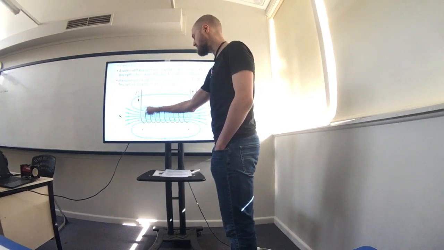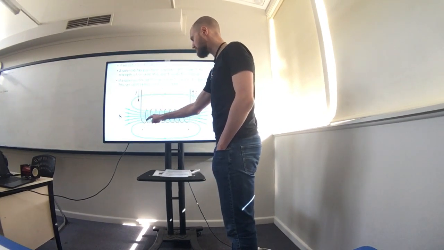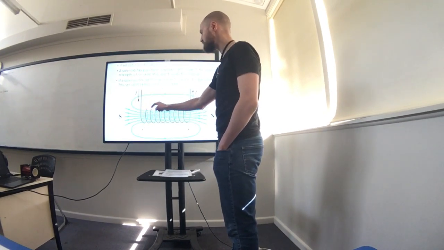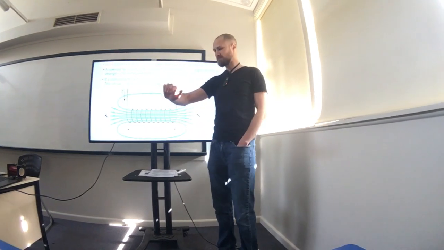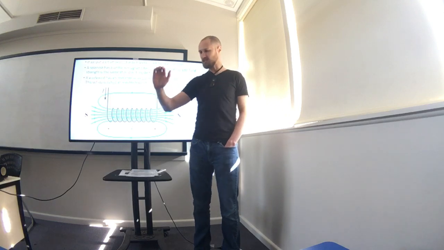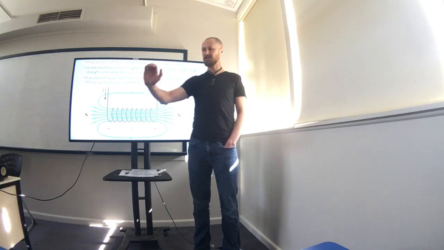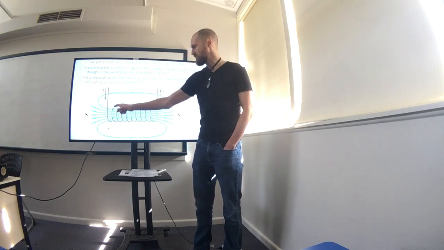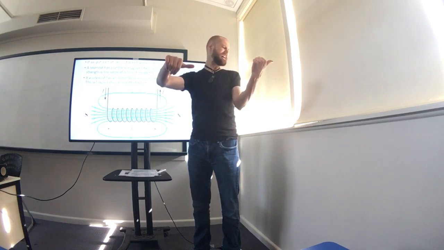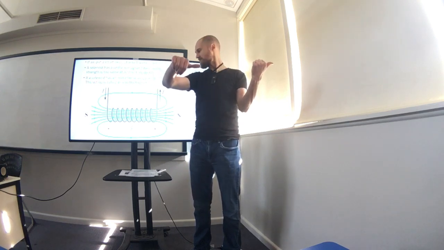So you can see the current is coming down here, going up the back, down the front, up the back, down the front. I'm going to put my fingers like this, so they're going down the front and up the back. So my fingers are curling around in the same direction as the current. Up the back, down the front. I can see that my thumb is pointing to my left in that situation.